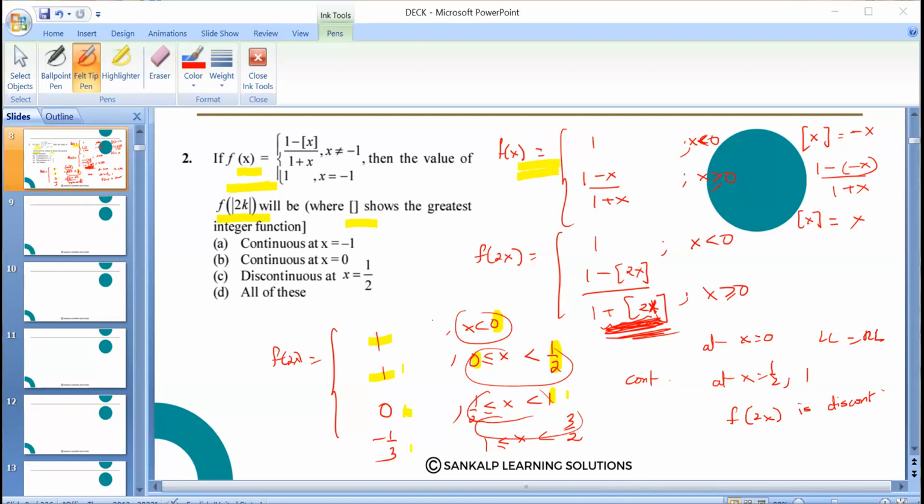So, which option is correct of all? Continuous at x equal to -1, continuous at 0, discontinuous at x equal to 1/2. So all these are correct. Next, I will put question number 3.